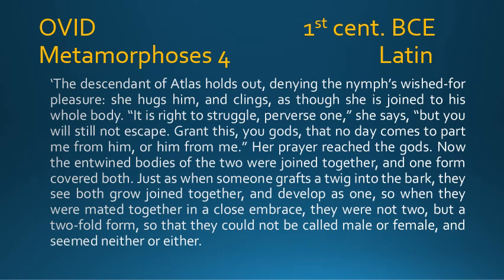Now the entwined bodies of the two were joined together, and one form covered both. Just as when someone grafts a twig into the bark, they see both grow joined together and develop as one. So when they were mated together in a close embrace, they were not two, but a twofold form, so that they could not be called male or female, and seemed neither or either.